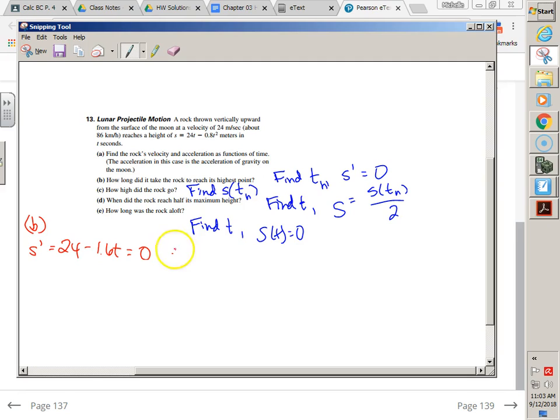What did you guys get? 15? Oh, that makes so much more sense. I'm like, 150 doesn't make sense. Okay, so 15 what? Seconds. That's what I called T sub H. That's the time when it's at the maximum height.